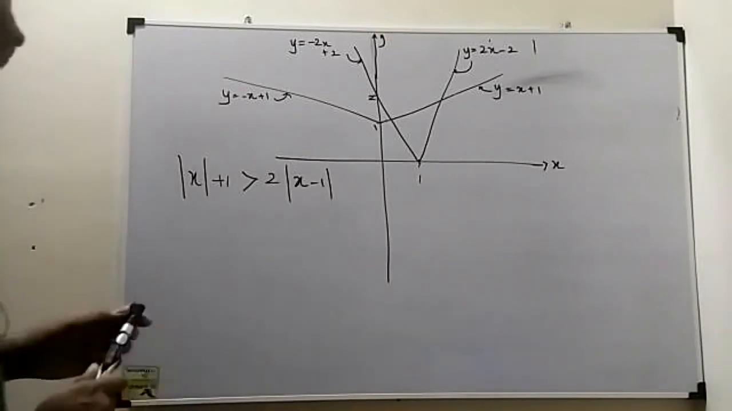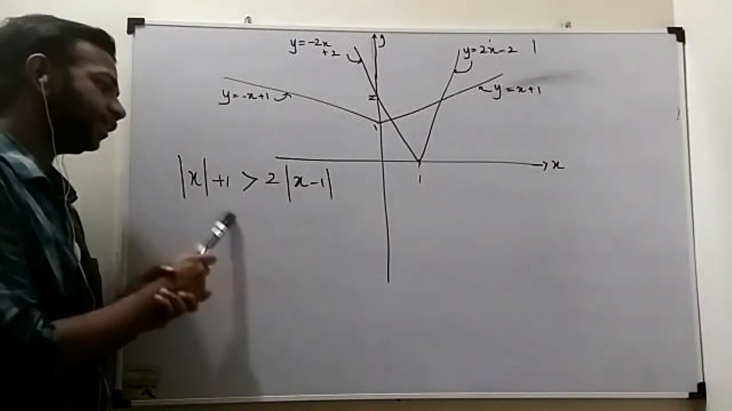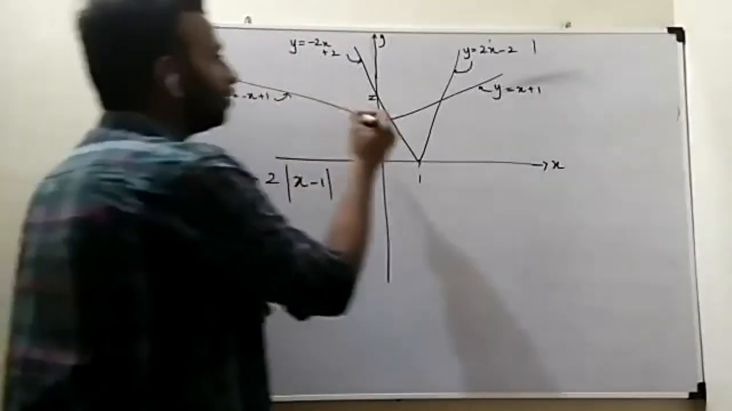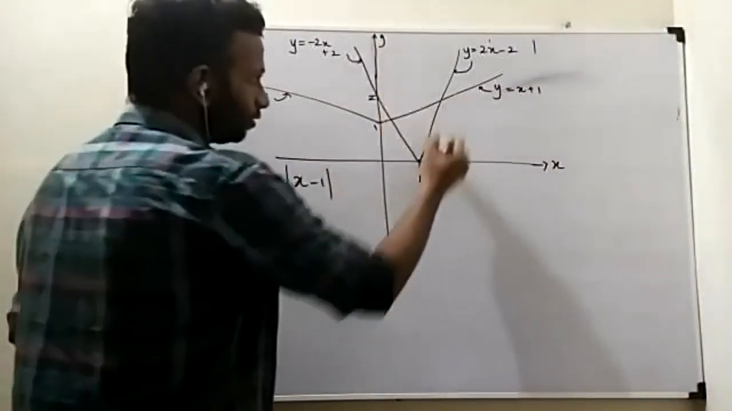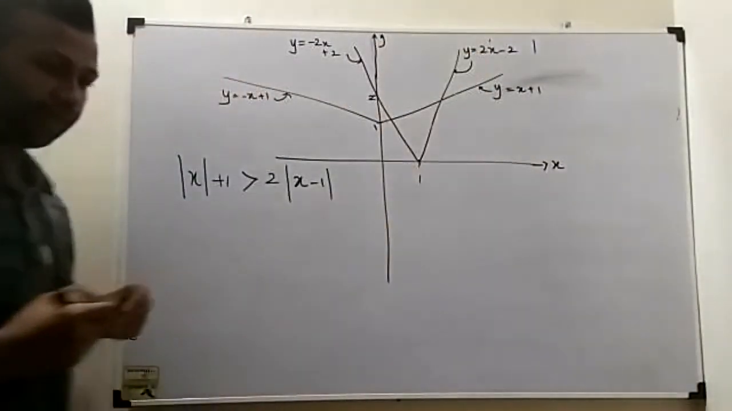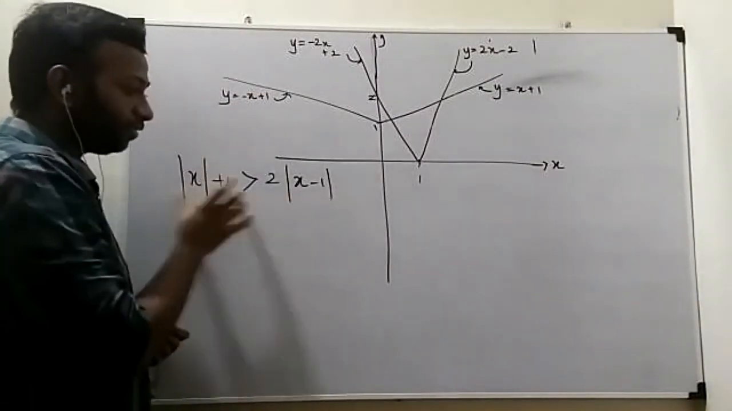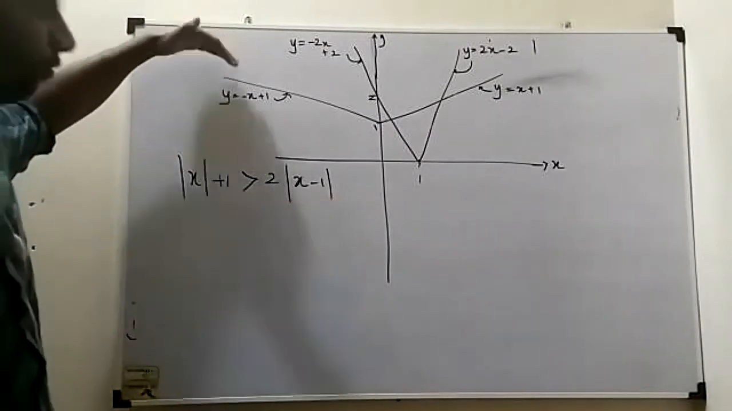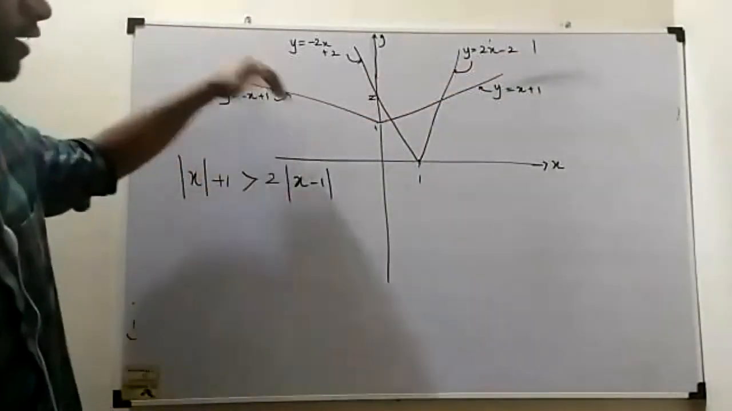Okay, so next what we need to do is find the range where this is satisfied. What is this? This is the first graph here, the one with this slope. And this is the next graph, this one. So we need to find for which ranges of x this graph has a value greater than this graph. At what range is this graph greater than this graph?